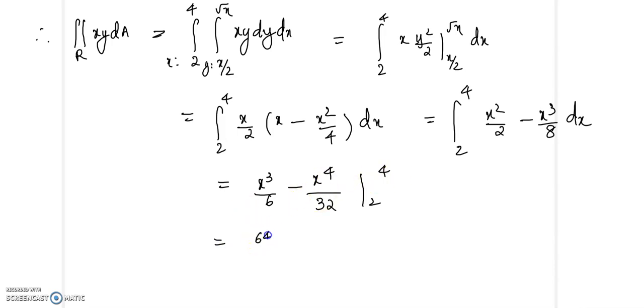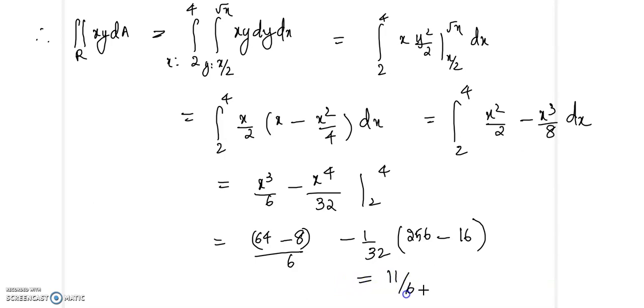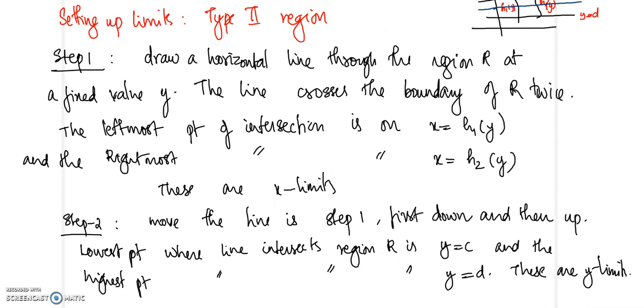So we get 64 minus 8 by 6 minus 1 by 32 into 4 raised to 4, which is 256, minus 2 raised to 4, which is 16. Upon simplifying, we will get 11 by 6. So that is the required value of the integral. That is how we evaluate the limits in the case of a type 1 region. Now, similarly, let us look at the evaluation of a type 2 region.